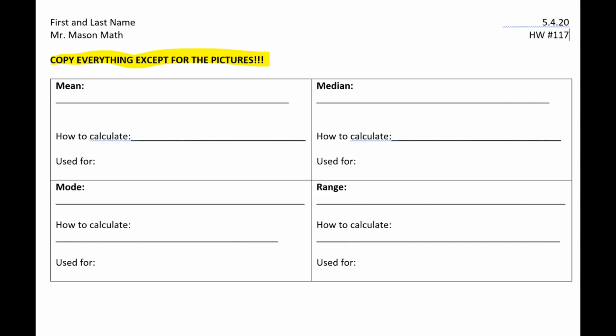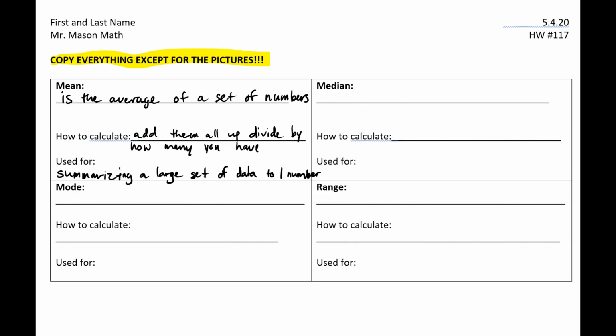So here we go. First box, the mean. Copy down the definition. It is the average of a set of numbers. Copy down how to calculate it. You add them all up and then divide by how many you have. So it's two-step. And copy down what it's used for. It's used for summarizing a large set of data down to one number. Like when you look at an NBA player's average per game, I could give you every single game he's played and all the points, or I could just give you the average and you could expect, okay, I expect him to score 25 points a game. Now, it doesn't mean he's actually going to score 25 points a game, but on average, that's what he does.